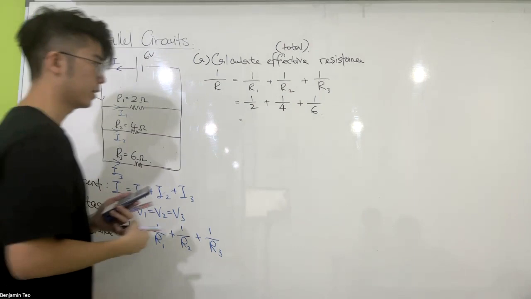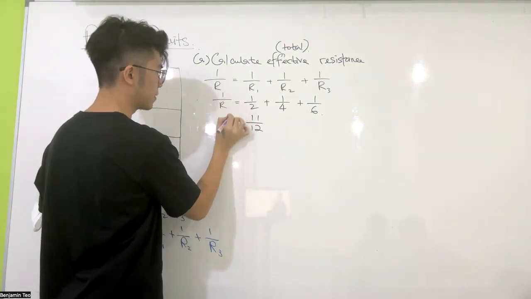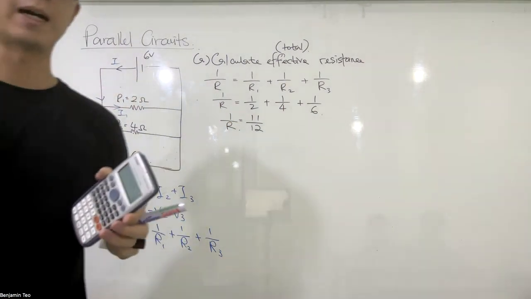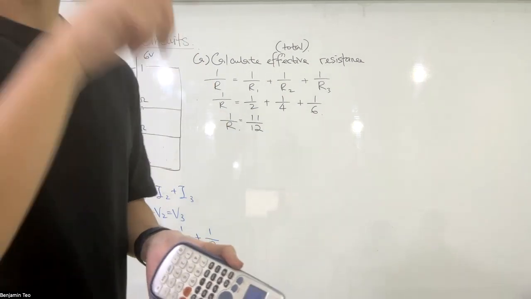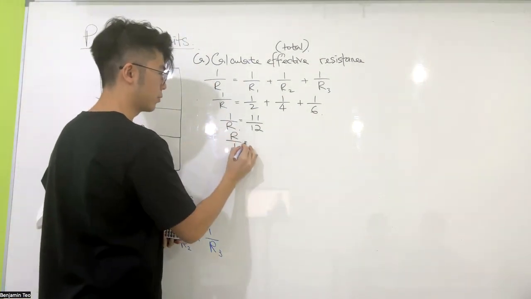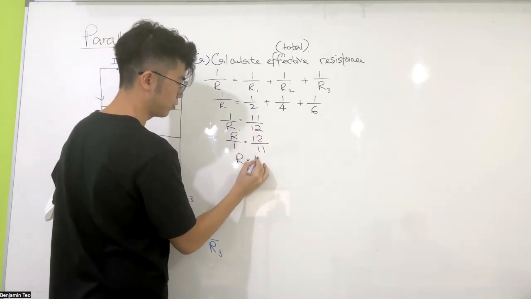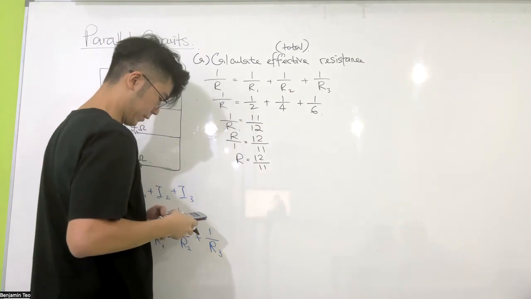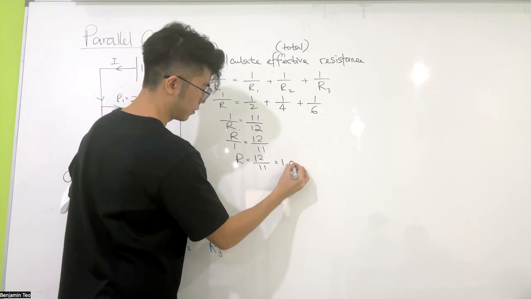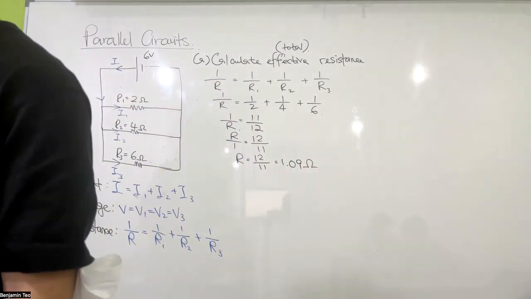So 11 over 12. Is that my answer? No. You see, the left hand side is 1 over R. You need to switch it. This one, you switch it, you get R over 1. This one, you have to switch also, 12 over 11. So R equals 12 over 11 ohm. That is your total resistance.